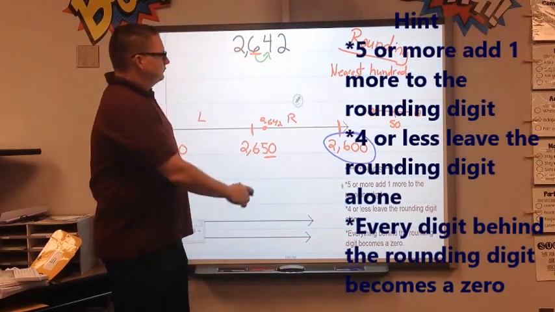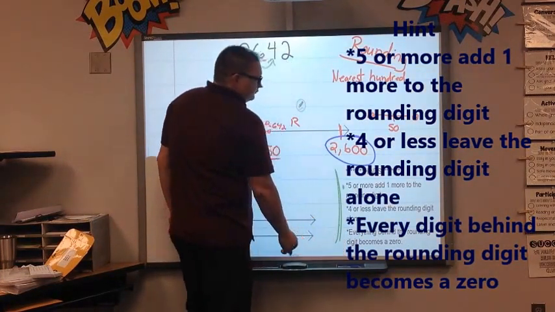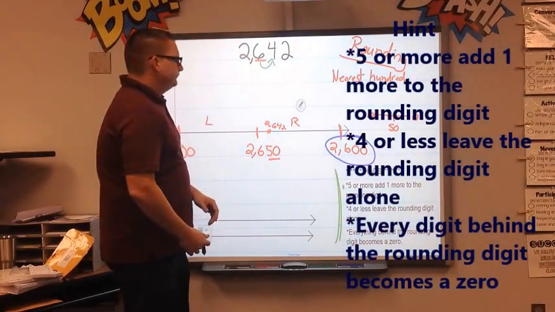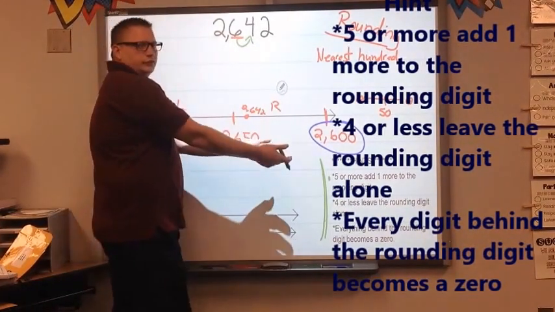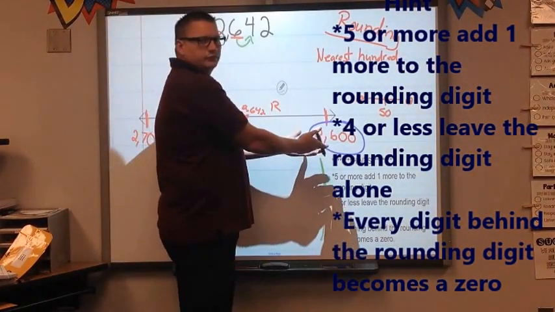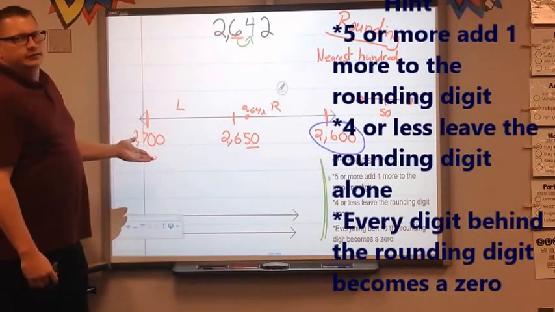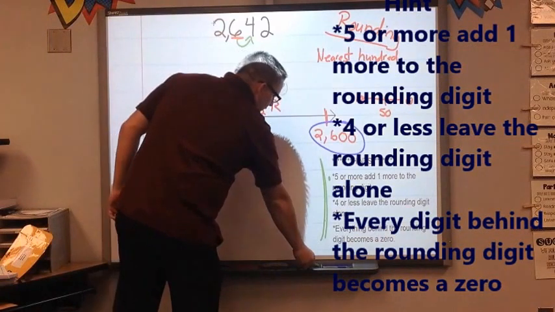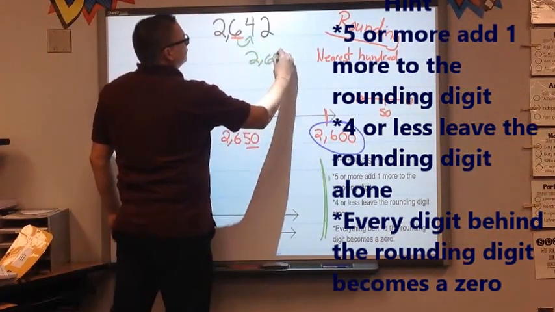All right. Now, this is kind of the trick part I was talking about, okay? I mean, it's something good to have, but I also want you to know what we're really doing, okay? We're deciding that 2,642 is closer to this 100, 2,600, than this 100, 2,700, okay? All right, so we will say the answer is 2,600.